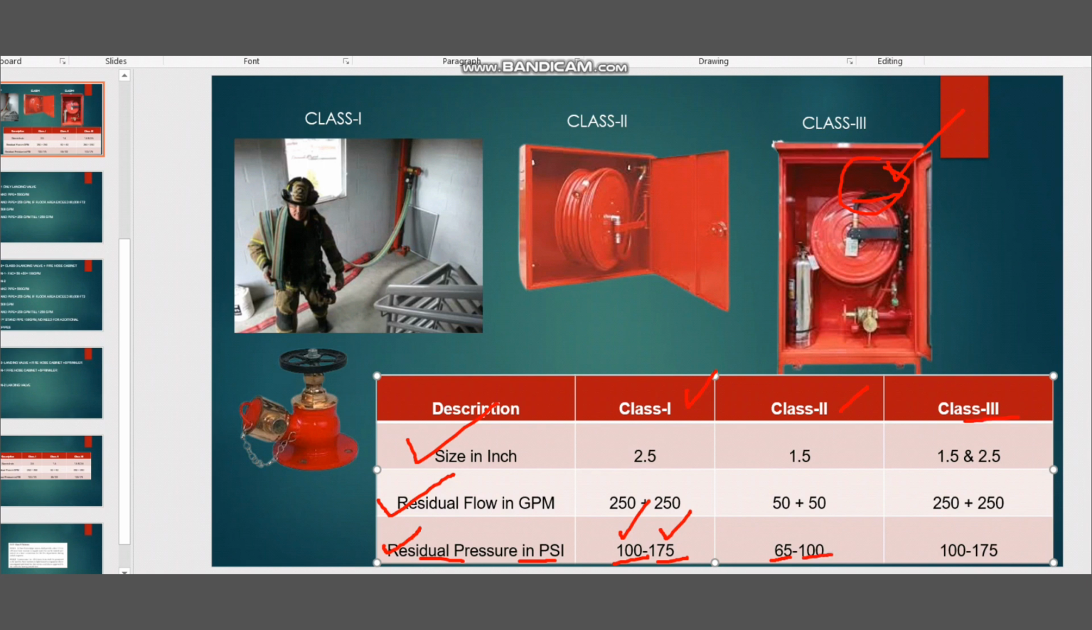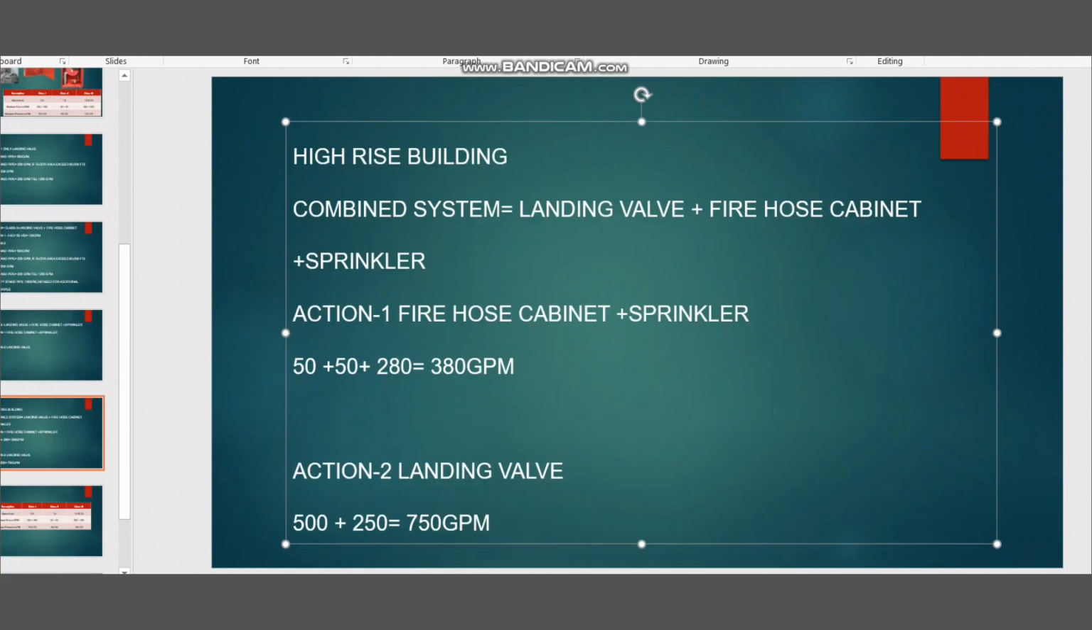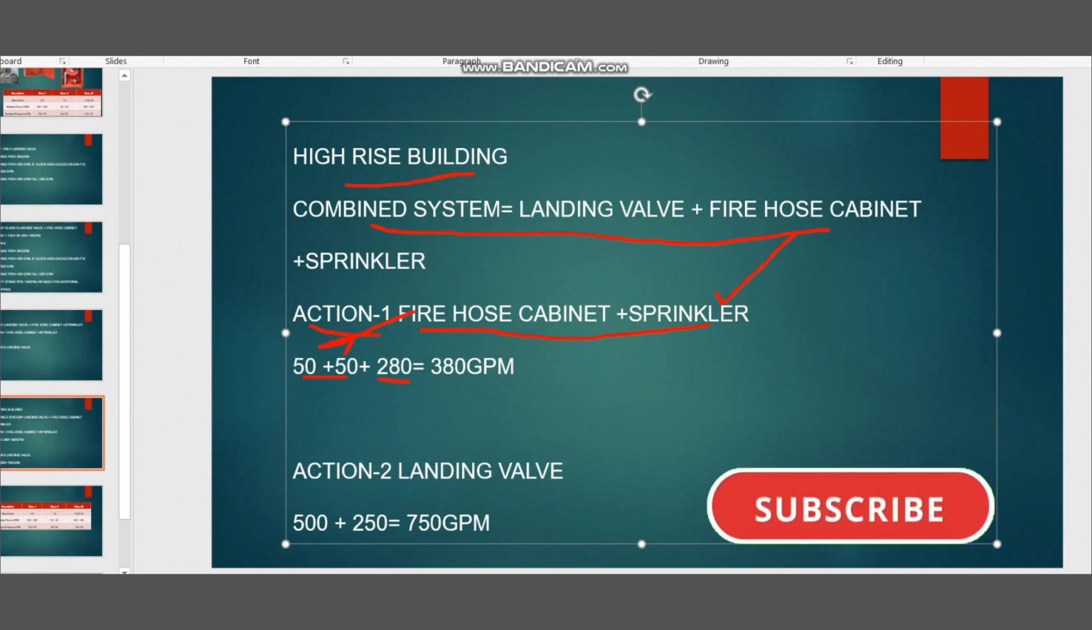But the class 3 system is a combination of both landing wall plus fire hose cabinet. So of course, you know that the pressure at the landing wall is very high. So the minimum pressure will be 100 PSI, maximum is 175 PSI. So finally, for this high-rise building, as a summary, we have the combined system, landing wall, fire hose cabinet plus sprinkler. As I told you in the first action, we have to consider fire hose cabinet plus sprinkler. For the sprinkler remotest area, the flow comes like 280 GPM. Because of the two fire hose cabinet, I added 50 plus 50, it is 380 GPM.